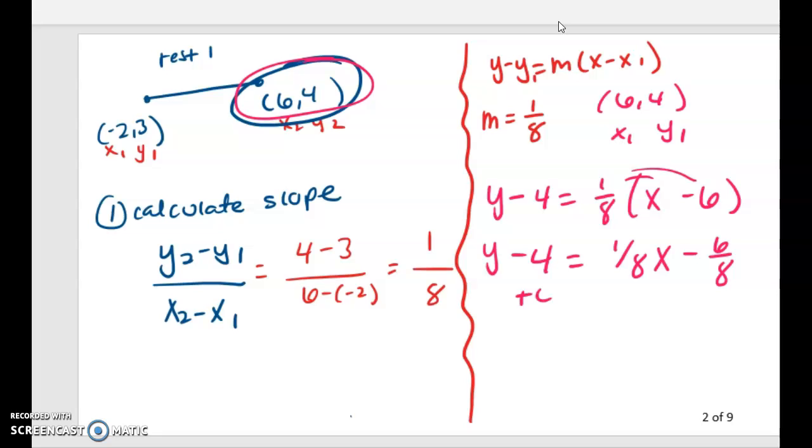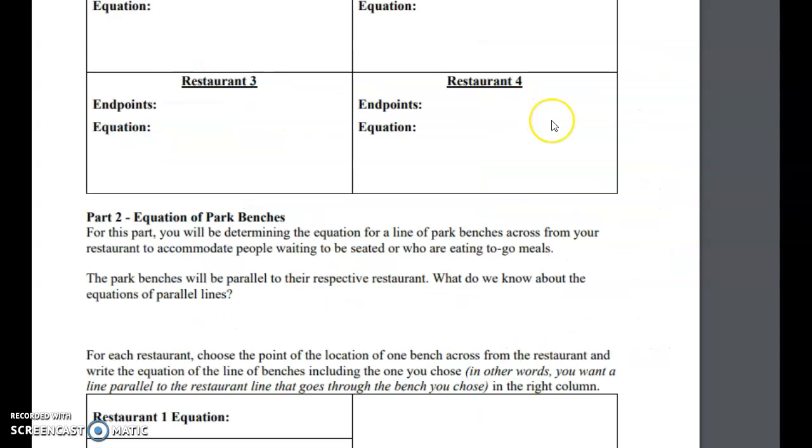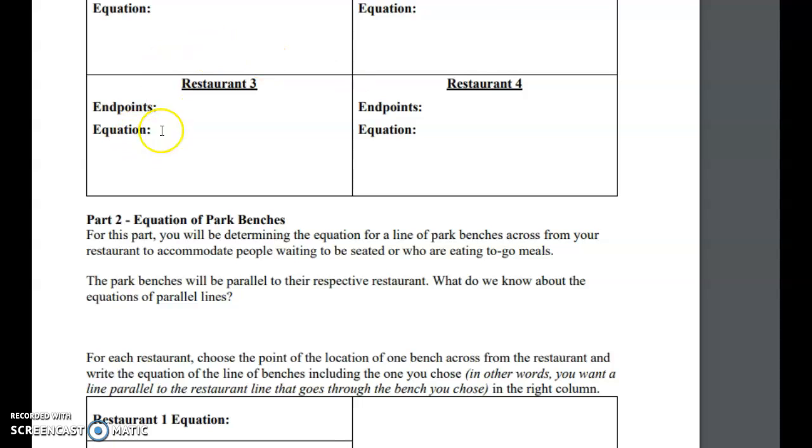That's fine. Adding 4 to both sides, I'm going to get y equals 1/8 x plus, if I can do this math in my head, 26 over 8. I think that's right. If I'm adding 4, that's technically 32 over 8, which is just the fraction form of 4. Don't worry about that. You can use a calculator. 32 minus 6 is going to be 26 over 8. So that's right. This is the equation of restaurant 1, and that's what I'm ultimately going to plug into the equation for each of these restaurants. So you need to do this for all 4 restaurants.